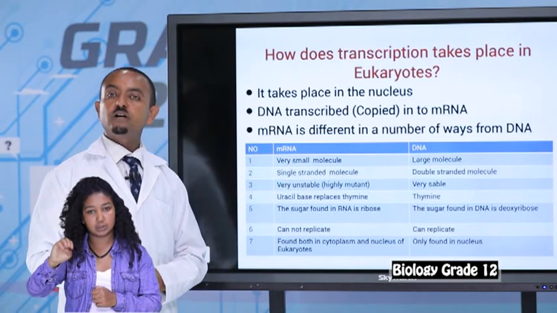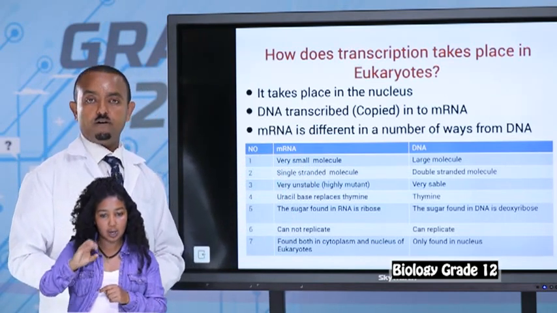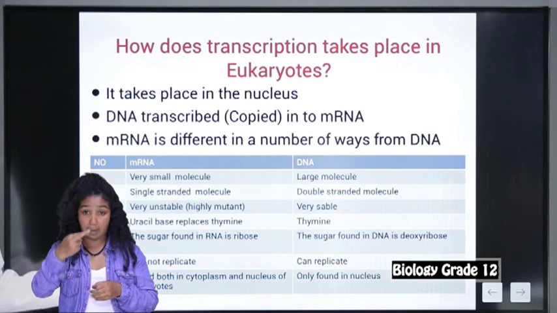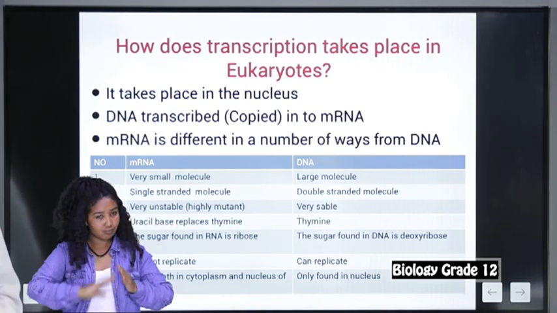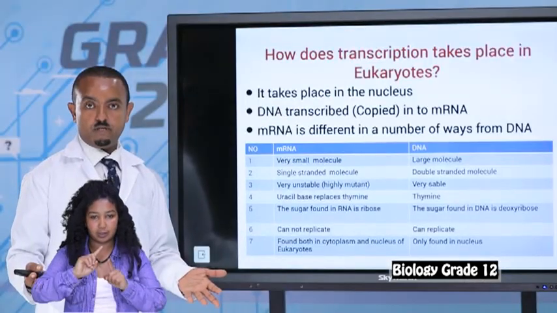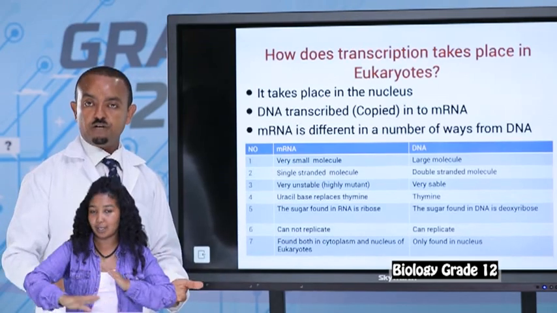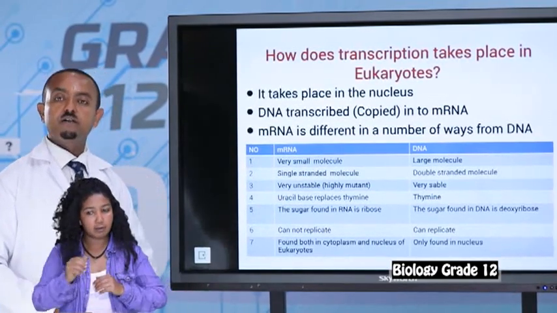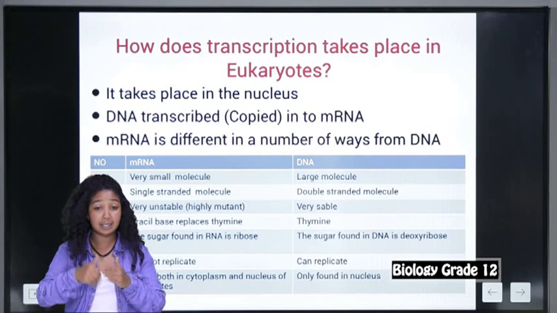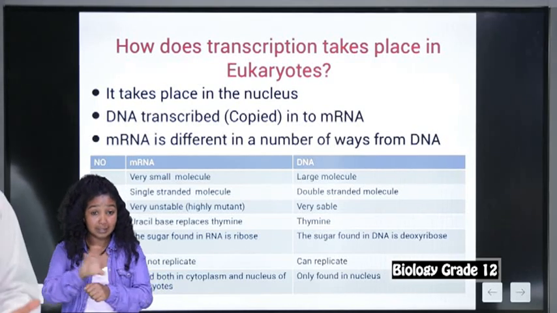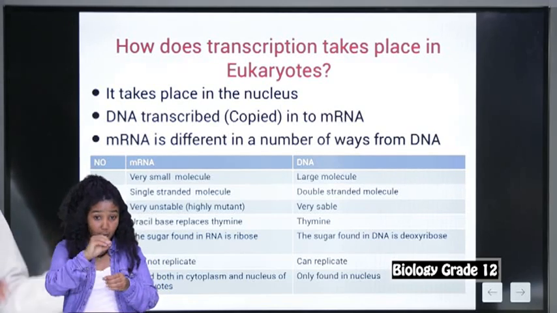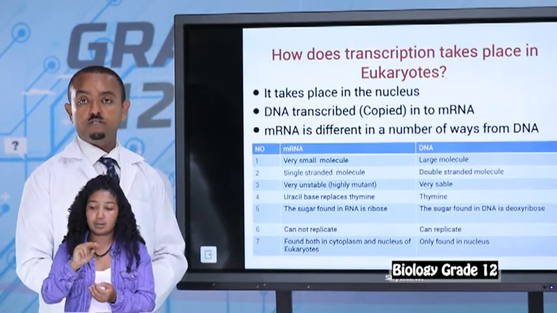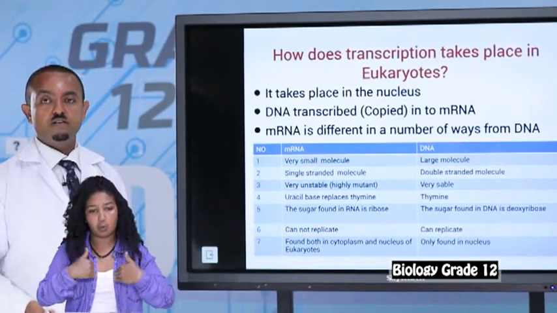But in DNA, the sugar is deoxyribose sugar. Messenger RNA, or RNA, cannot replicate. It cannot multiply itself. There is no autonomous replication of RNA. But DNA is autonomous. It can replicate itself. The next difference is that in eukaryotic cells, messenger RNA is found both in the cytoplasm and in the nucleus, but DNA is only found in the nucleus. There are some other differences you can study further.